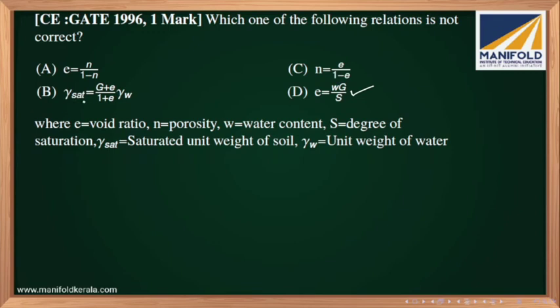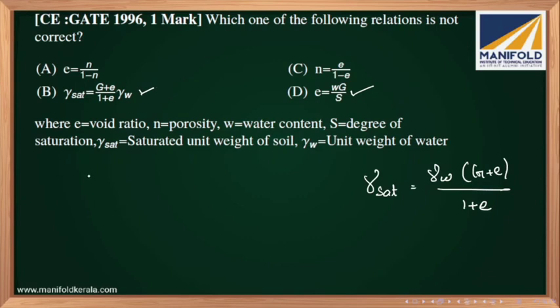Next, gamma sat is equal to (G plus e) divided by (1 plus e) into gamma w. The basic relation is gamma sat equal to gamma w into (G plus e) divided by (1 plus e). This relation is satisfied, so it is also right. Then there is the relation between porosity and void ratio.